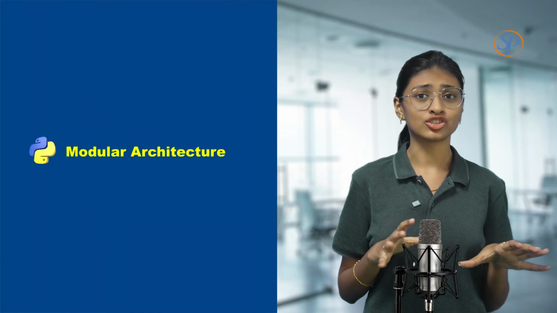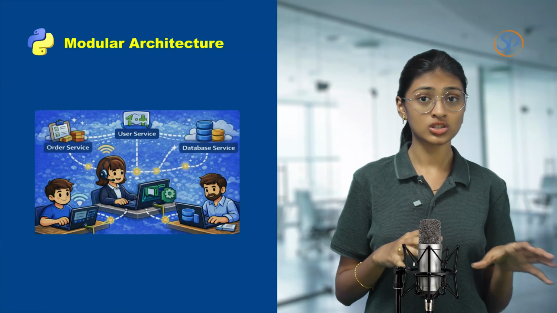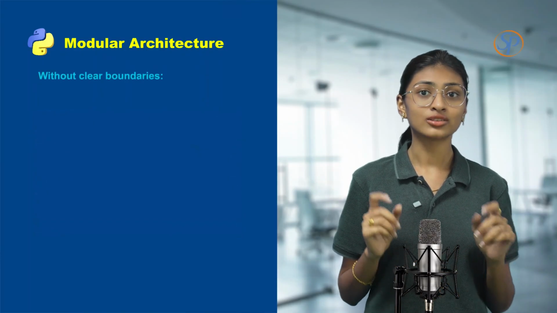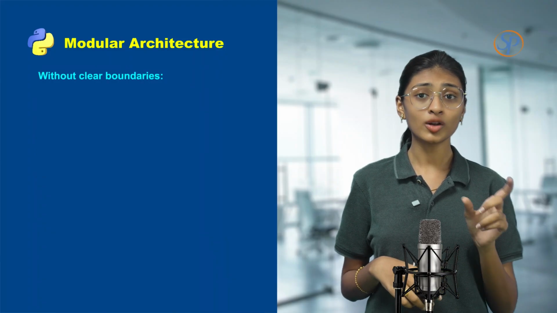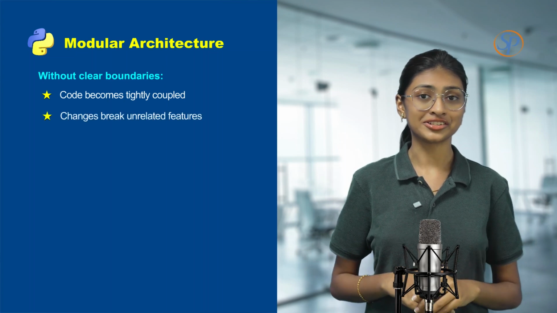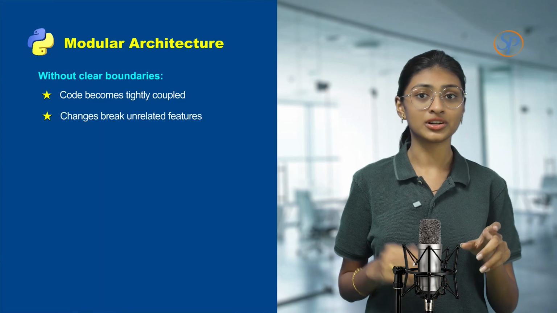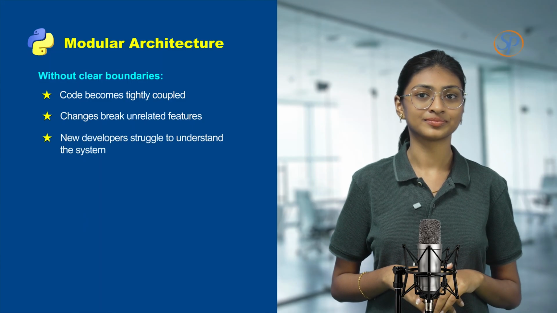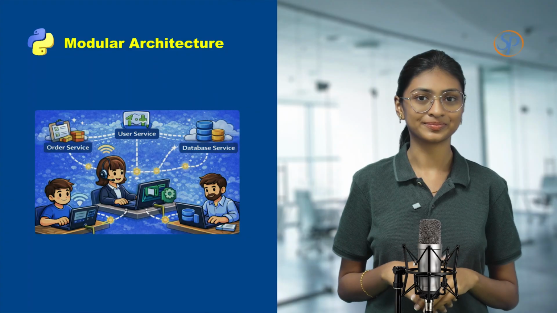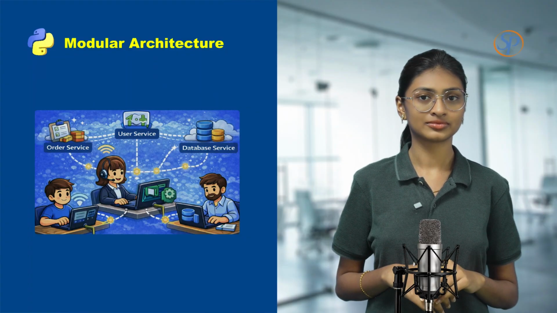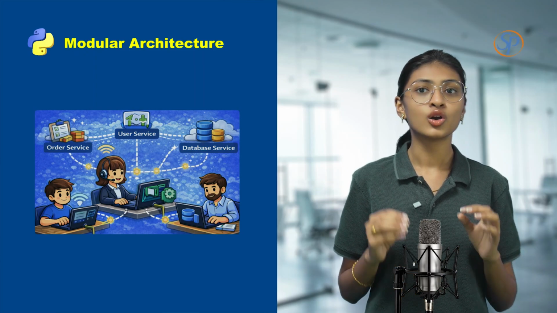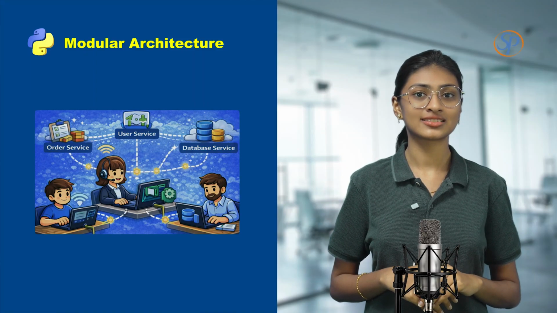Why modular architecture matters: as software grows, complexity grows faster than features. Without clear boundaries, code becomes tightly coupled. Changes break unrelated features. New developers struggle to understand the system. Modular architecture exists to control complexity. The idea is simple. Split the system into clear, independent parts with well-defined responsibilities.